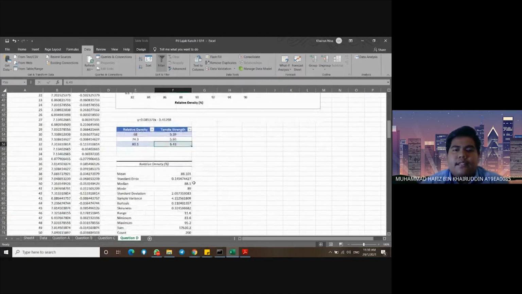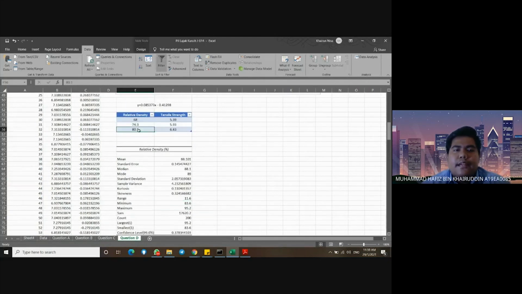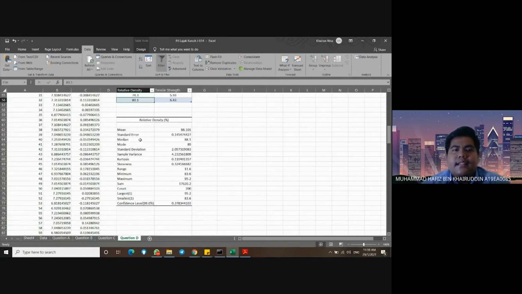However, for the validity, these three inputs for relative density will be rejected because from the descriptive statistics, we got the minimum and the maximum for our relative density: the minimum is 83.6 and the maximum is 95.2. So the inputs given in the question are not in the range, so we rejected them, and it's not valid in this statistic.